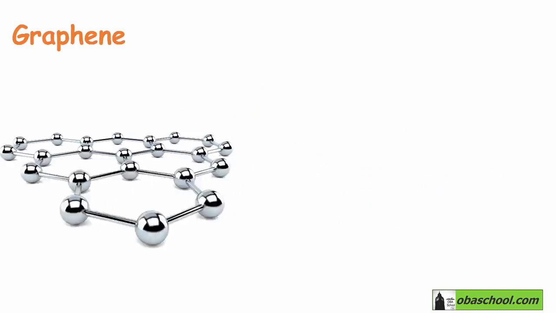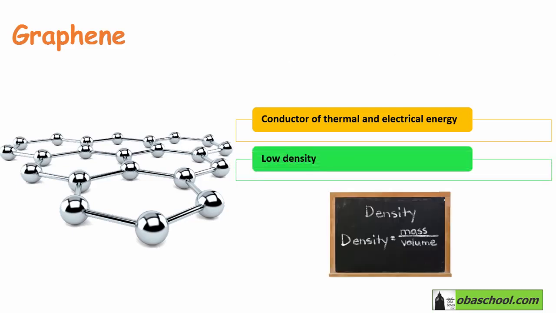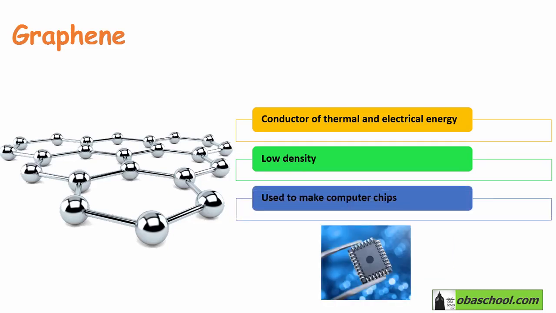Actually, graphene is an excellent conductor of thermal energy and electricity, and it's even better than graphite. In addition to that, it has a very low density and it's the most reactive form of carbon. Graphene can also be used to make quicker and more powerful computer chips.